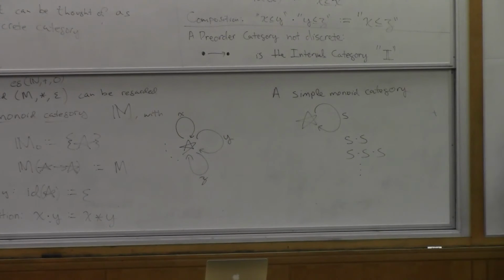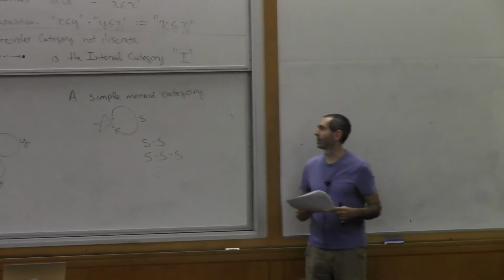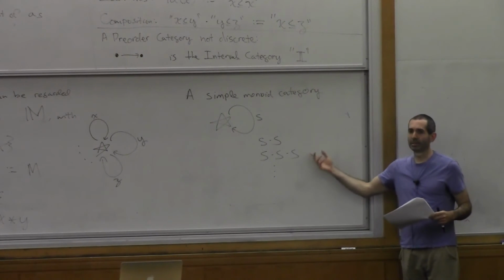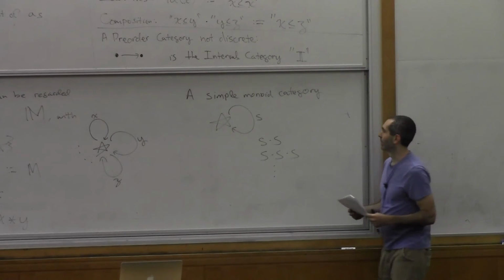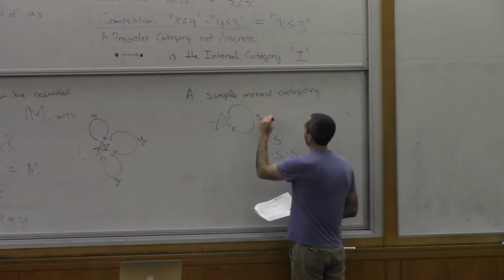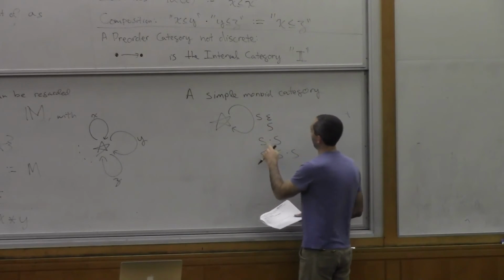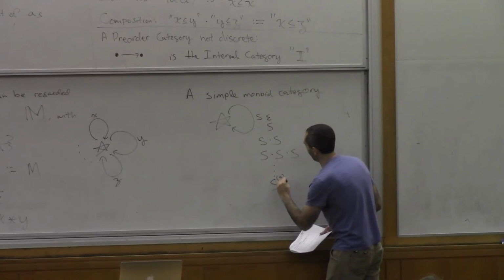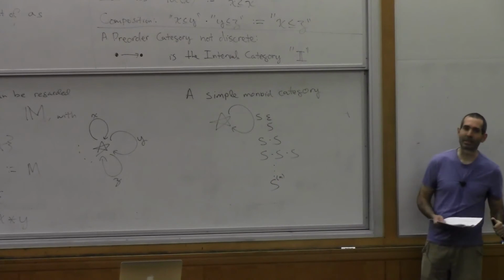So the question is, what should they be? And there's not a single choice. There's different possibilities. But one possibility is if we impose no laws at all, right, that these are all distinct arrows, then we get this whole collection of arrows. We get epsilon, we get s, we get s composed with s, s composed with s composed with s, and in general s to the nth power, which is s composed with itself n times.